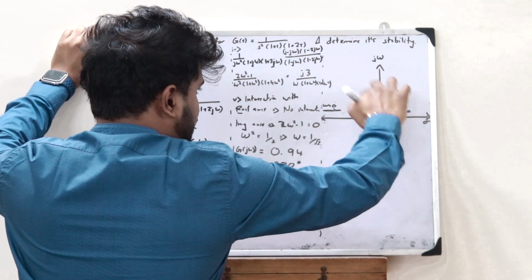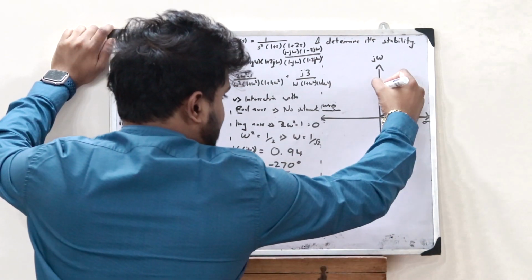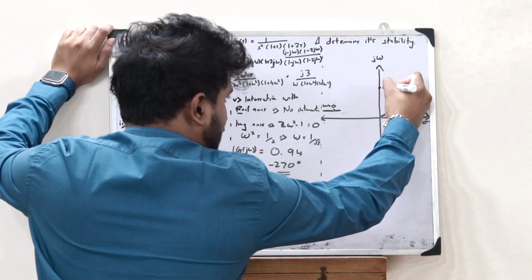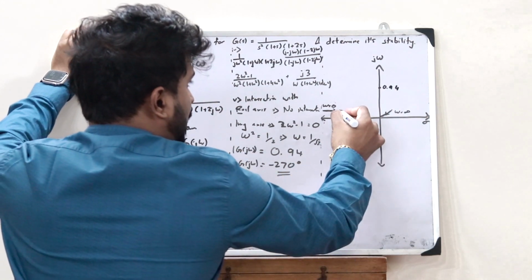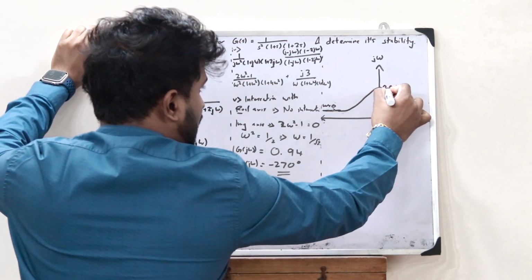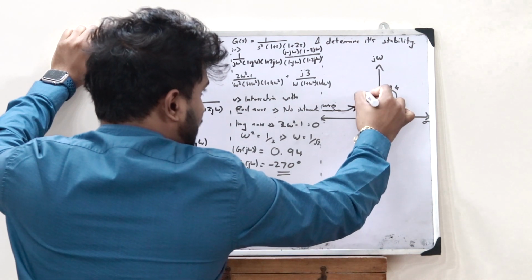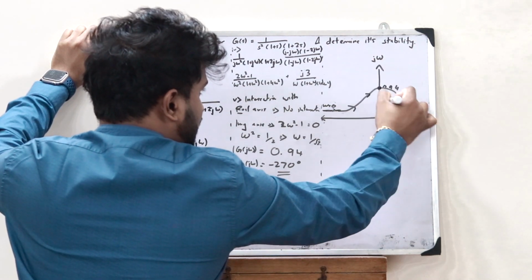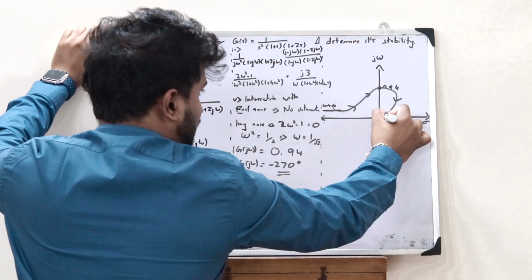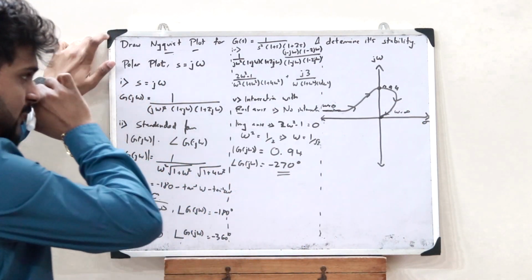So at a phase of minus 270 degrees, the intersection is at 0.94. So therefore the plot would look somewhat like this. It would go like this, like this. It would intersect at 0.94. It would go like this, and it would end over here like this.